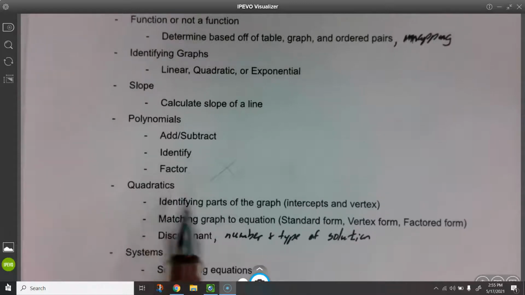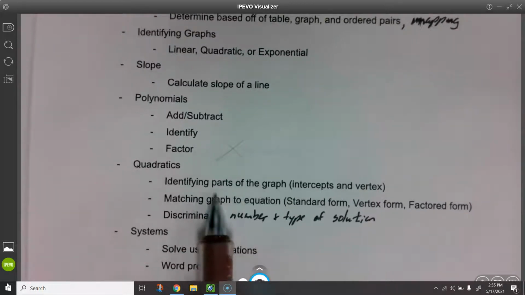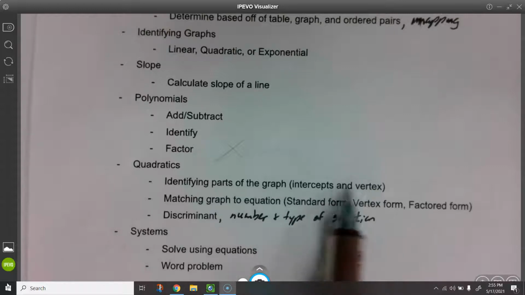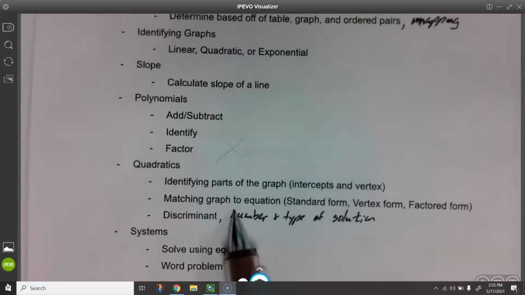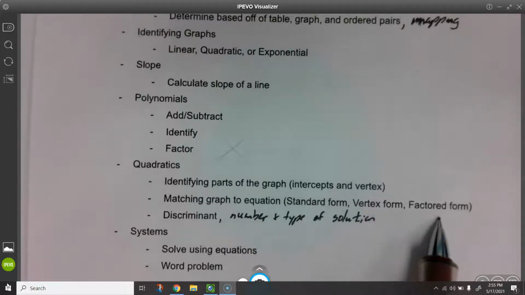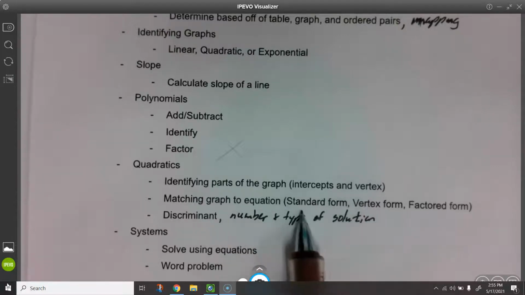Quadratics, I just did in detail. But identify the parts of the intercept and the vertex. Hopefully you remember which ones. Those are the x-intercepts. What's the vertex? Matching graphs, standard form, vertex, and factored form. So you'll need to remember standard form.